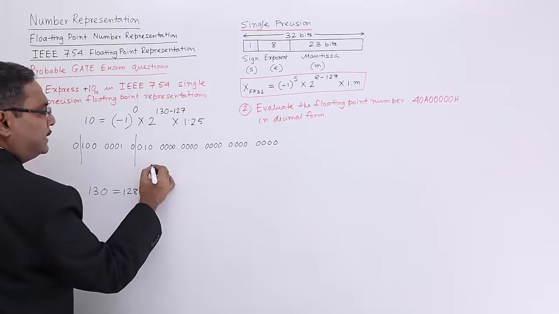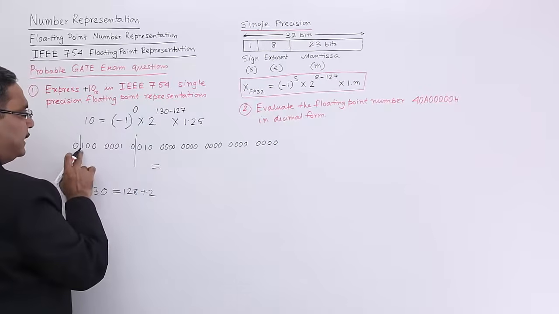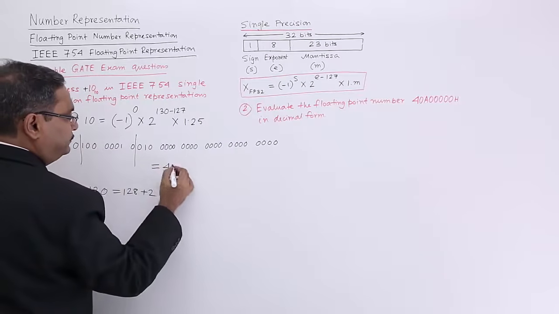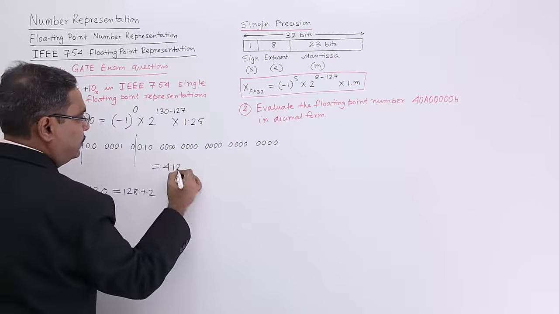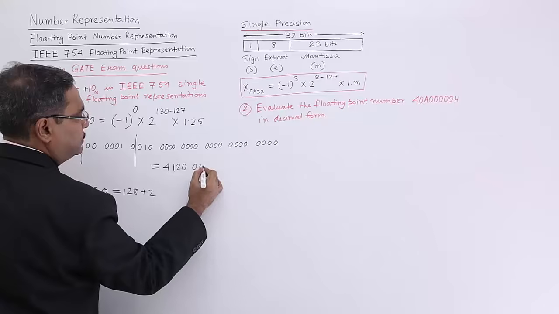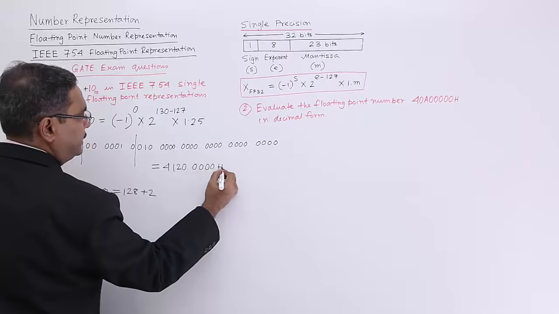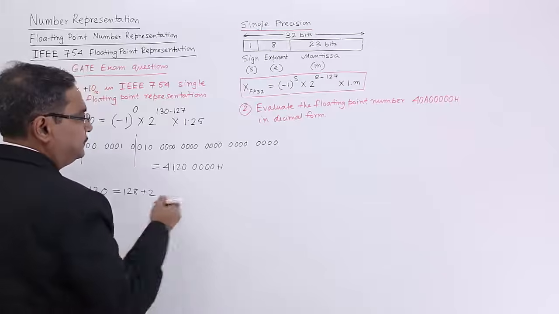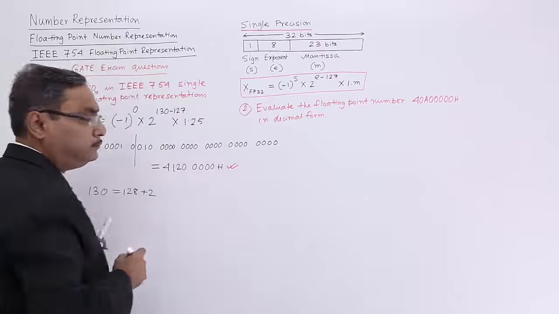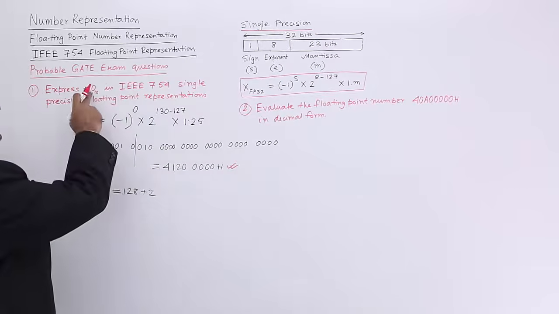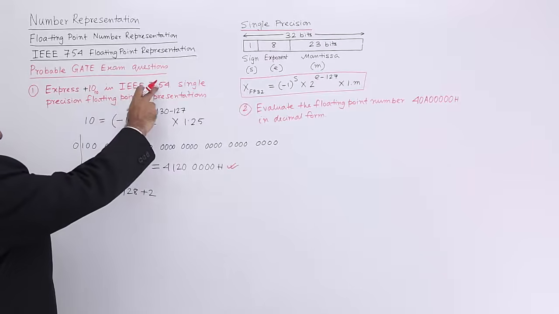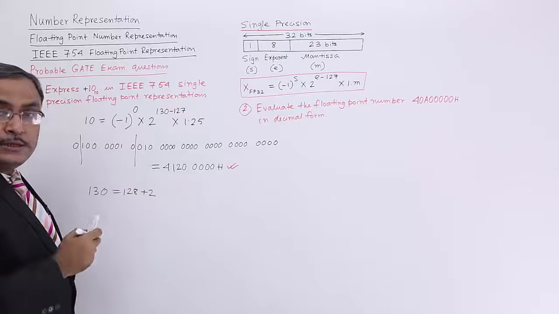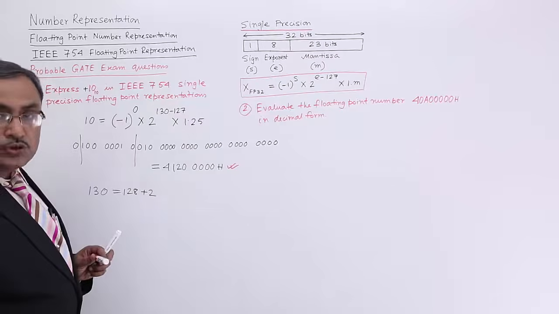And how to represent it in hexadecimal? That is quite simple. It is 4, 1, 2, 0, 0, 0, 0, 0 in hexadecimal. That should be the answer. So this is how to represent 10 in the IEEE 754 single precision floating point format. In this way we are supposed to solve our problems.